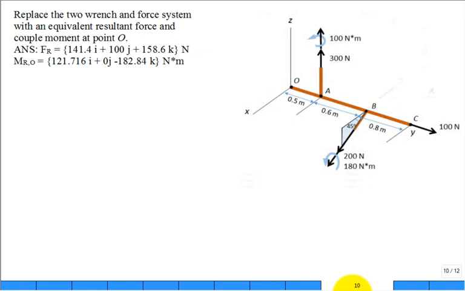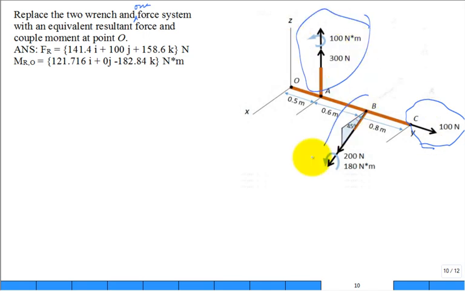Let's go to 3D, where we have to trust our math a little more. Replace the 2 wrench and 1 force system. Maybe I should put in here 1 force system. So let's find our 2 wrenches and our single force. Well, the single force is fairly easy to find. That's our single force out here, isn't it? And this must be a wrench, and this must be a wrench.